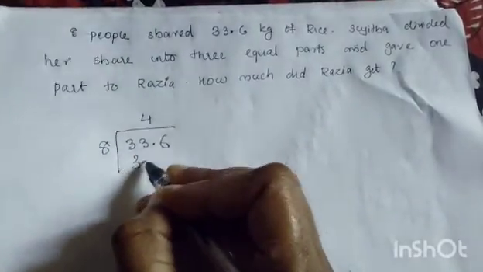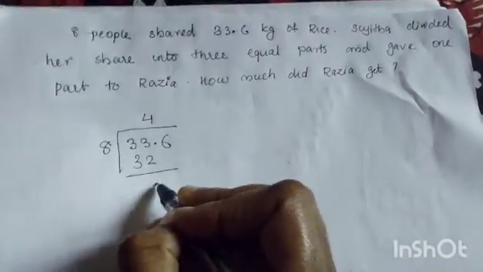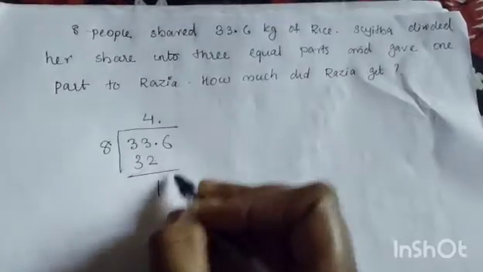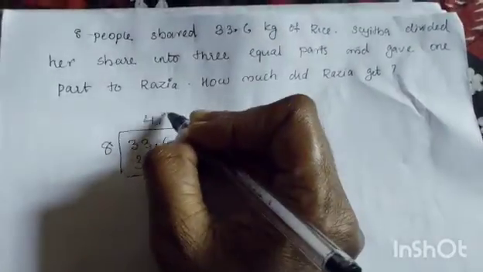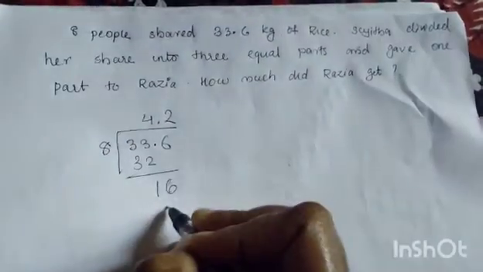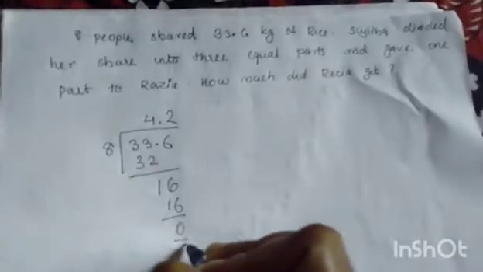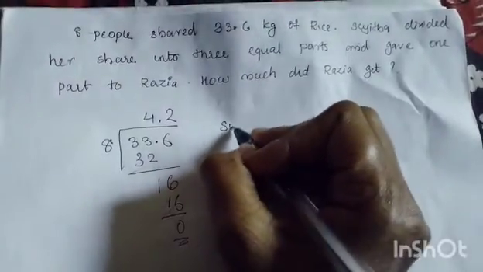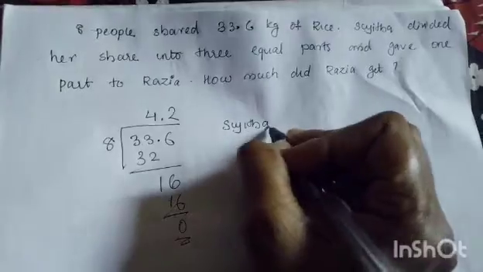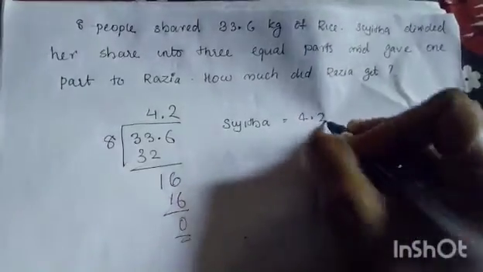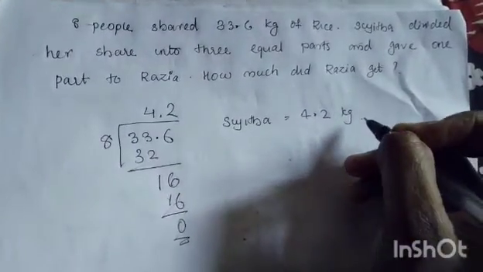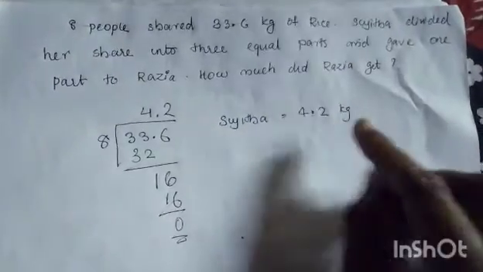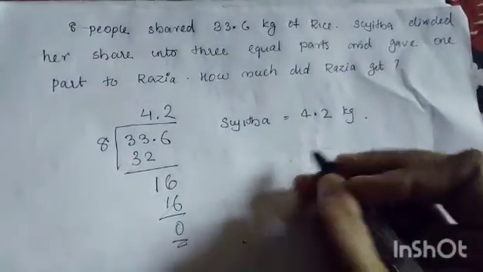4 8s are 32. 1. Make the decimal. 16. 2 8s are 16. So Sujita got 4.2 kg of rice. Of her share, she divided it into 3 equal parts.